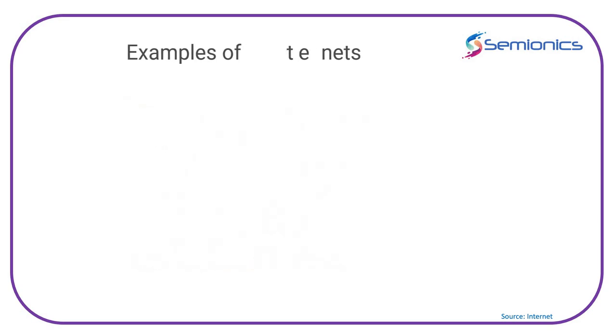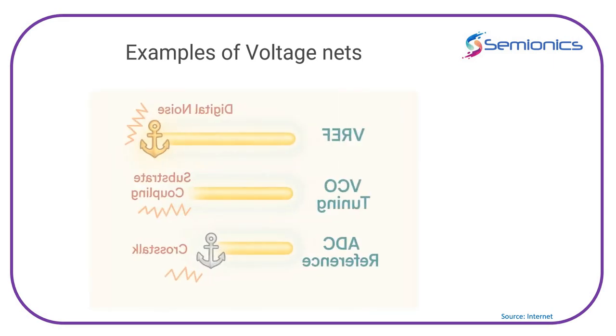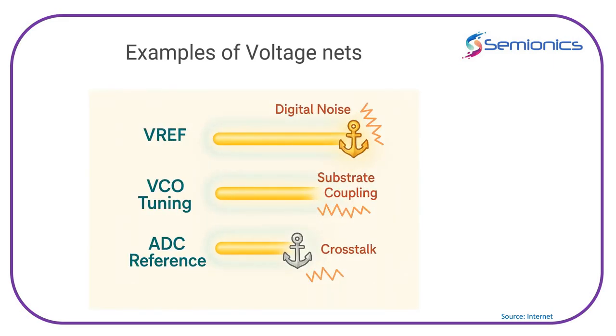What about voltage nets? Which ones do you really need to protect? Well, think about VREF lines, VCO tuning lines, DC reference inputs. These nodes are sensitive, very sensitive. They can easily pick up digital noise, substrate coupling, or crosstalk, and that leads to erratic, unpredictable behavior. So remember, these aren't just lines on a layout. They're the anchors of analog precision, and they demand layout discipline.